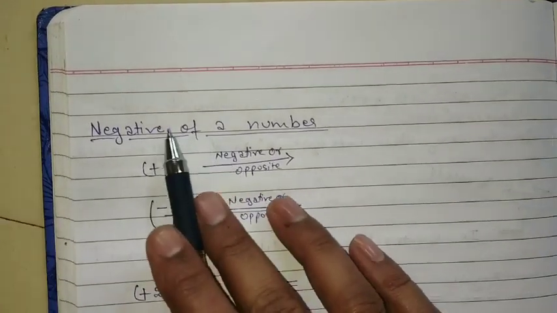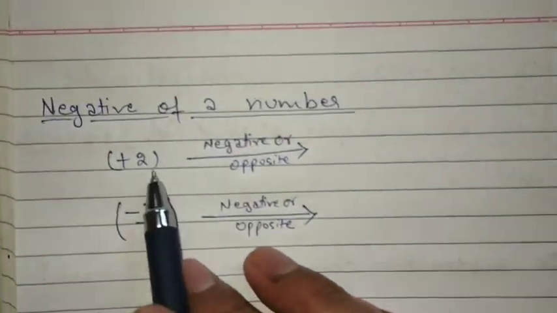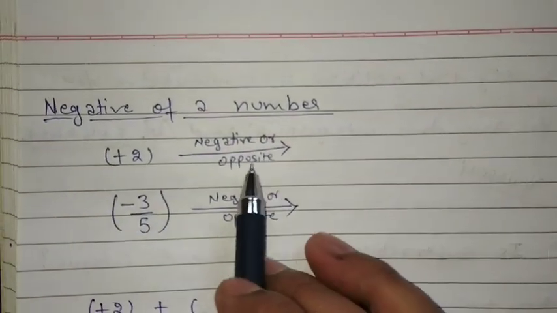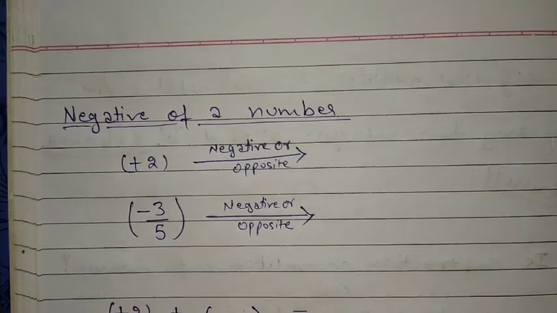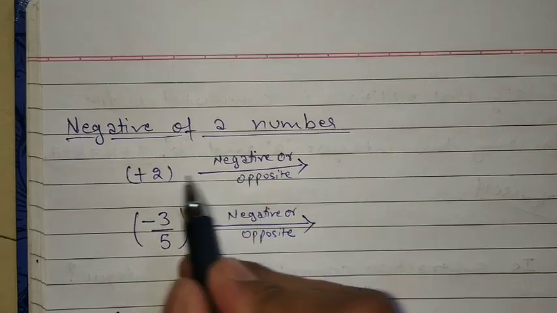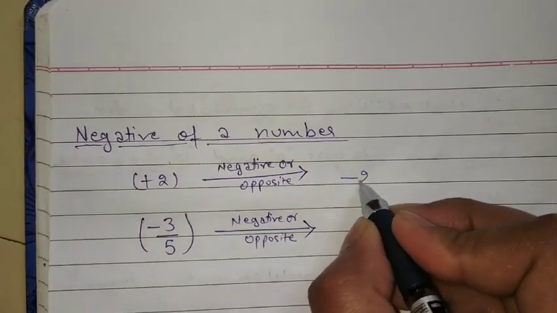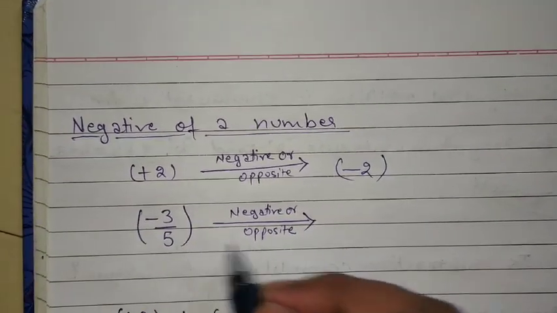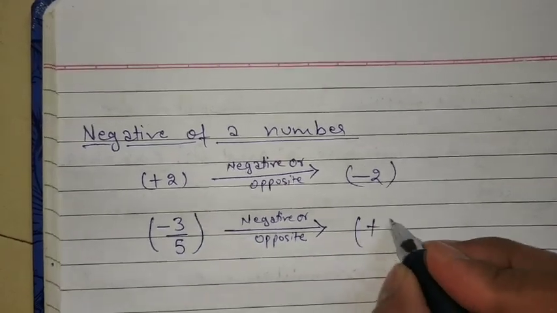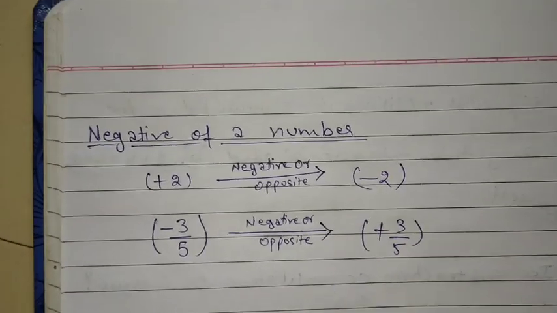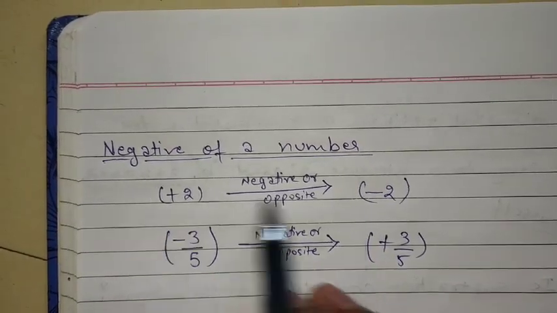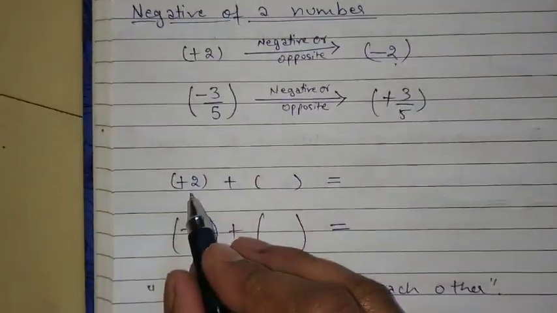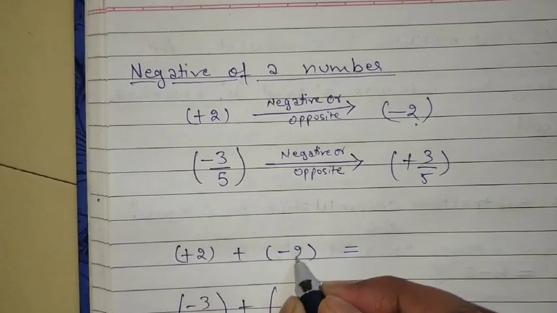Now the next is negative of a number. We all know the negative or opposite of a number is what? It's simply the number with the opposite sign. So the negative or opposite of plus 2 is minus 2, and the negative or opposite of minus 3 by 5 is plus 3 by 5. Now what happens when we add these two, a number and its opposite? So plus 2 and its opposite minus 2.